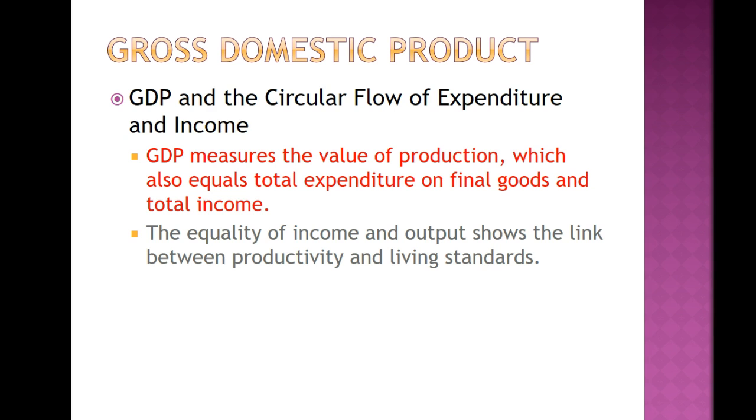And below it, don't write it, but the equality of income and output shows the link between productivity and living standards. So just like we have inflation, we look at that, we have the misery index, we have those things. GDP helps us bridge this gap between what we're producing in productivity as a nation and what our living standards are. So usually when GDP is higher, living standards are higher. When GDP is at a lower percent, living standards are usually lower.